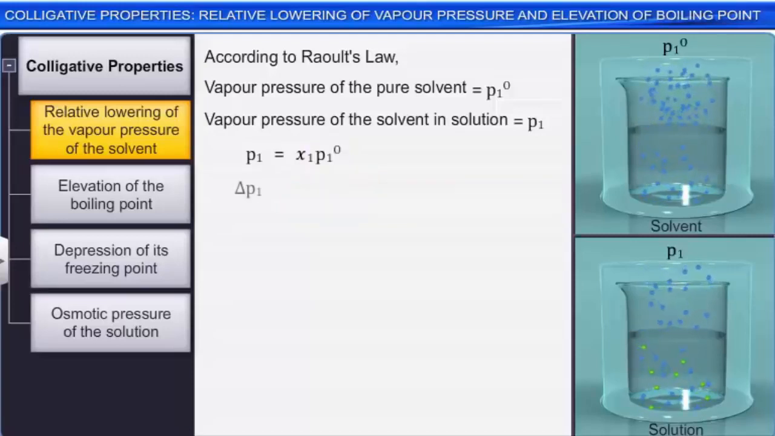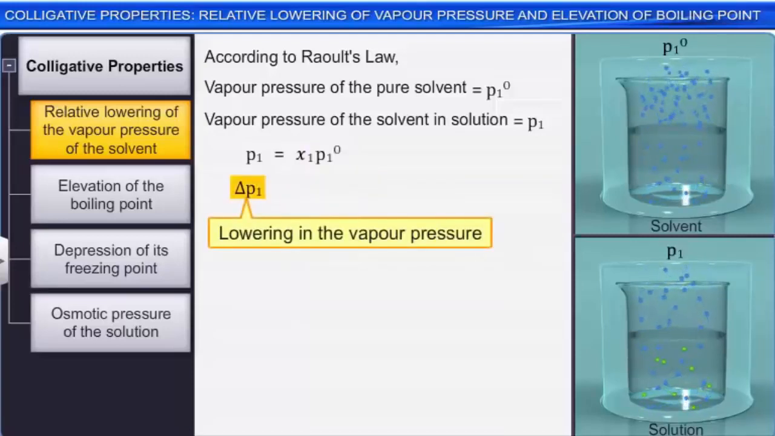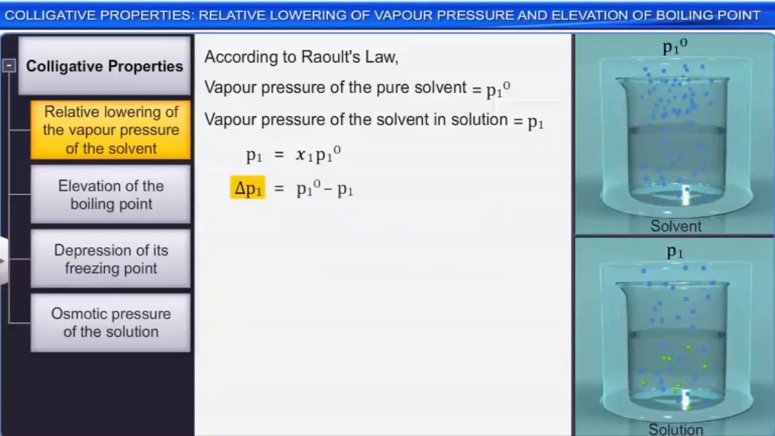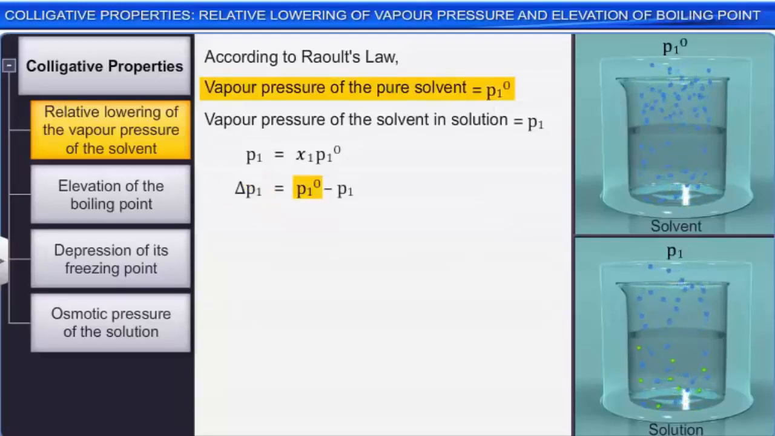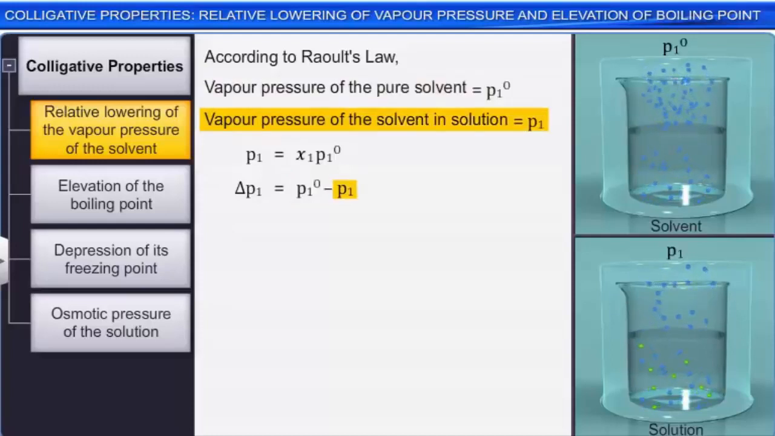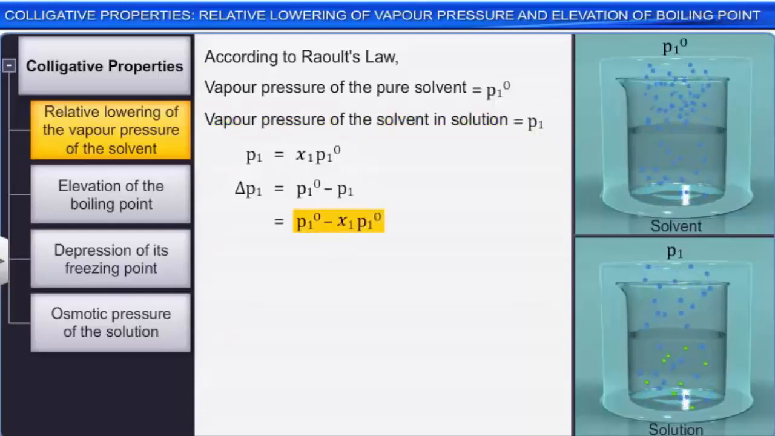The lowering in the vapor pressure of the solvent, delta P1, is equal to the vapor pressure of the pure solvent, P1⁰, minus the vapor pressure of the solution, P1, or P1⁰ − X1 × P1⁰.